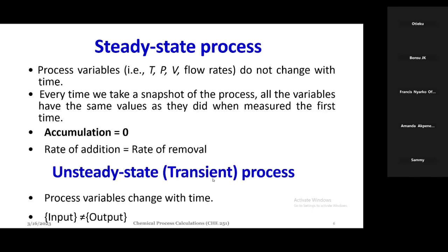Now with a steady state, when you're operating a continuous process under a steady state condition, what you are trying to say is that our process variables do not change with time. So our temperature, our pressure, our volume or our flow rate do not change with time. They are always the same throughout the process. So if let's say I have a reactor and the reactor is operating under a steady state condition, then it means the temperature of my reactor input will always be the same. It wouldn't change as time goes on.